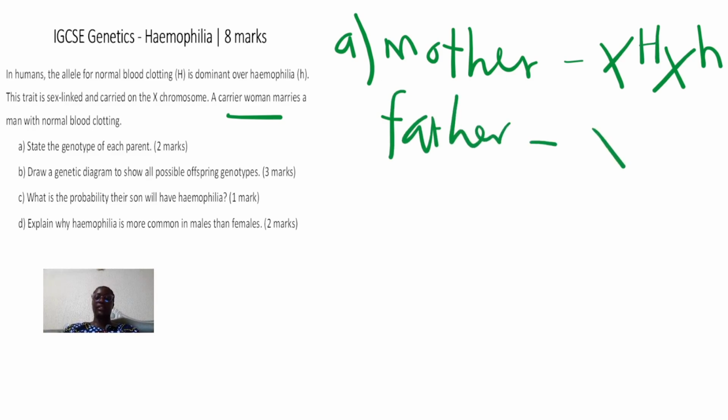males have 1 X chromosome and 1 Y chromosome. The father is a man with normal blood clotting according to the question, and recall that the hemophilia trait is sex-linked and carried on the X chromosome. Therefore, the father's X chromosome will carry the normal allele. The Y chromosome will be left blank because hemophilia is linked to the X chromosome.